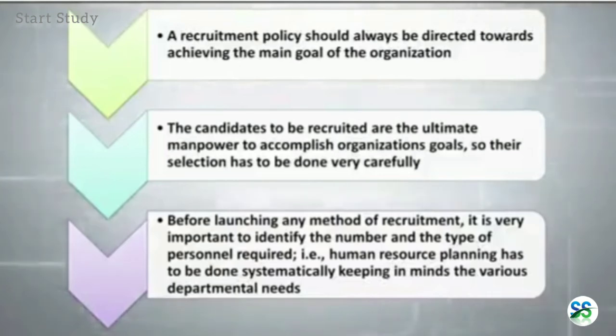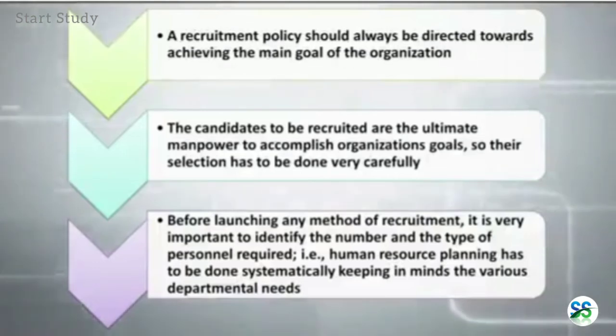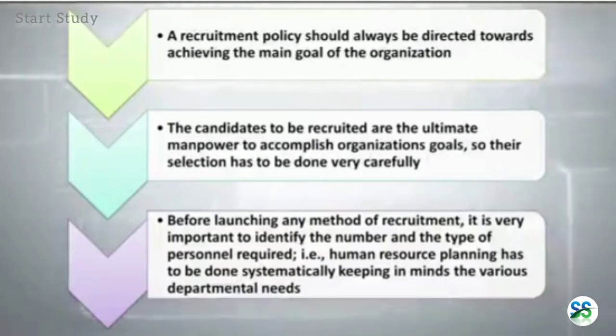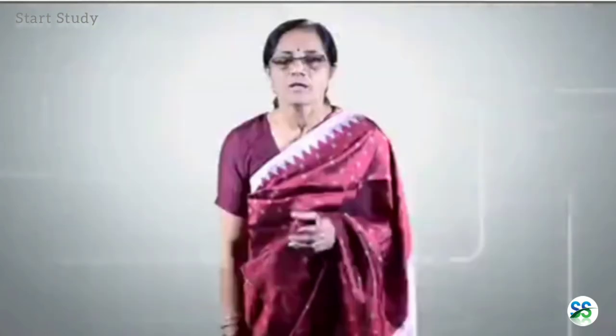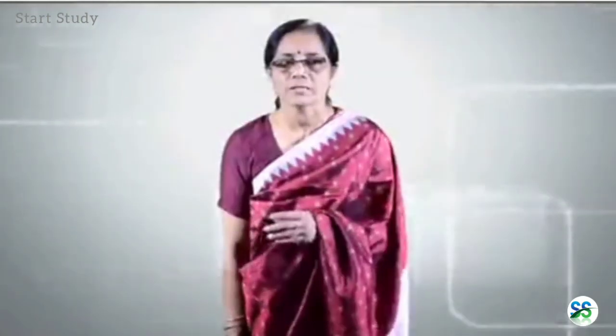Next, before launching any method of recruitment, it is very important to identify the number and the type of personnel required. That is, human resource planning has to be done systematically, keeping in mind the various departmental needs. The requirement for skilled, semi-skilled and unskilled persons has to be categorized. If there is a need for managerial executives, then the type of qualification and experience required is to be seen beforehand.